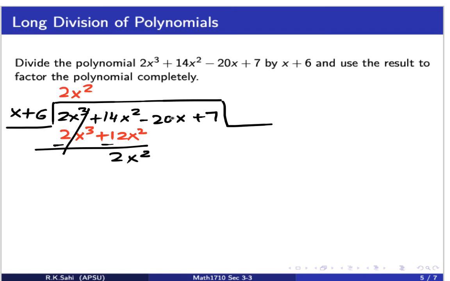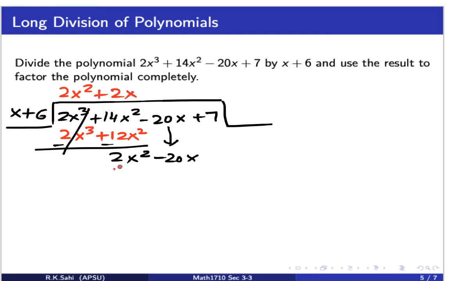Now what are we going to get down? 20x is going to come down, guys. So this comes down and we get negative 20x. Once again, the same procedure, we need to cancel 2x squared. So we multiply this divisor by 2x because we already have an x here, guys. Okay, so we have plus 2x.